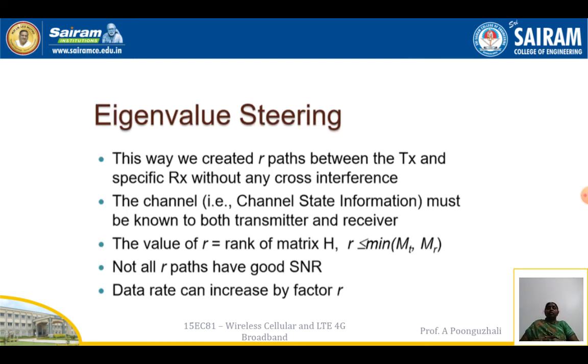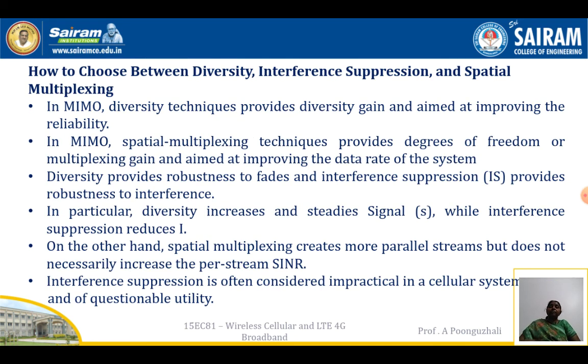So your eigenvalue steering is going to create R parallel paths between the transmitter and the receiver without any cross interference. The channel state information must be known at both the transmitter side and the receiver side. The value of R is the rank of the matrix H, and that rank should be less than or equal to the minimum of MT and MR. In this case, we cannot assume that all the paths will have good signal to noise ratio, and the data rate can be increased by a factor of R.